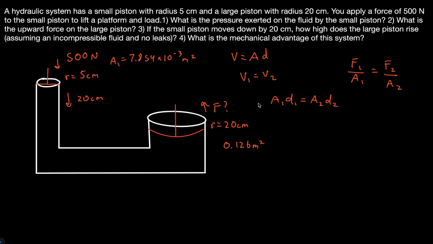So we know that our area is 7.854 times 10 to the negative 3, and I won't put in units just to make it a bit more simple, and this is going to be times 0.2 meters, and this is going to equal, we need to find how high the large piston rises, that depth or distance, and we know our area, which is 0.126, and then we'll put D2. So all we have to do is divide the 7.854 times 10 to the negative 3, our area and depth for the small piston, by the area of our large piston. This is where we find how high that large piston rises. So if we do that math real quick, we have that.